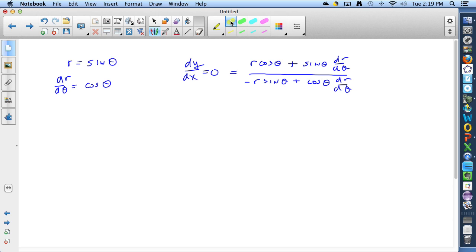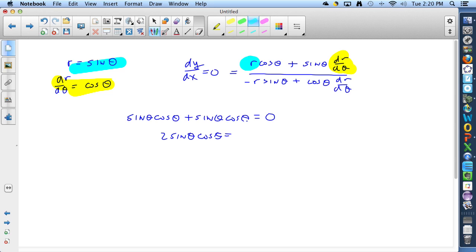All right, so I know what dr d theta is. I know what r is. So basically I'm asking the question, hey, when is sine theta cosine theta plus sine theta cosine theta equal to 0? It's a double angle. So 2 sine theta cosine theta equals 0. I have a choice. I can change that to sine of 2 theta. Or I have a product here that equals 0.